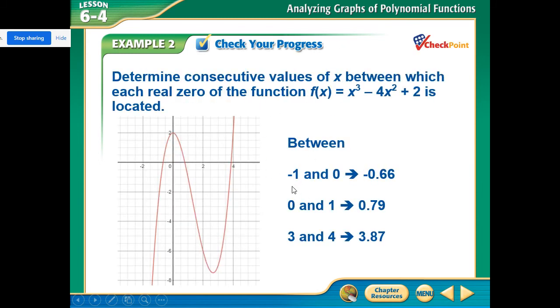All right, determine the zeros here. Well, we have 1, 2, 3 zeros. One's between 0 and -1. It's at -0.66, between 0 and 1, 0.79, and between 3 and 4, which is 3.87. So you should be able to find all of those.